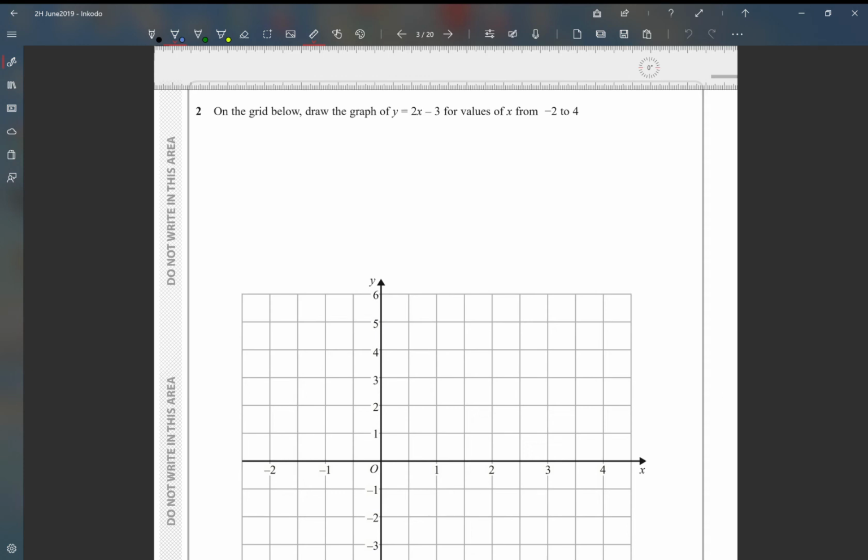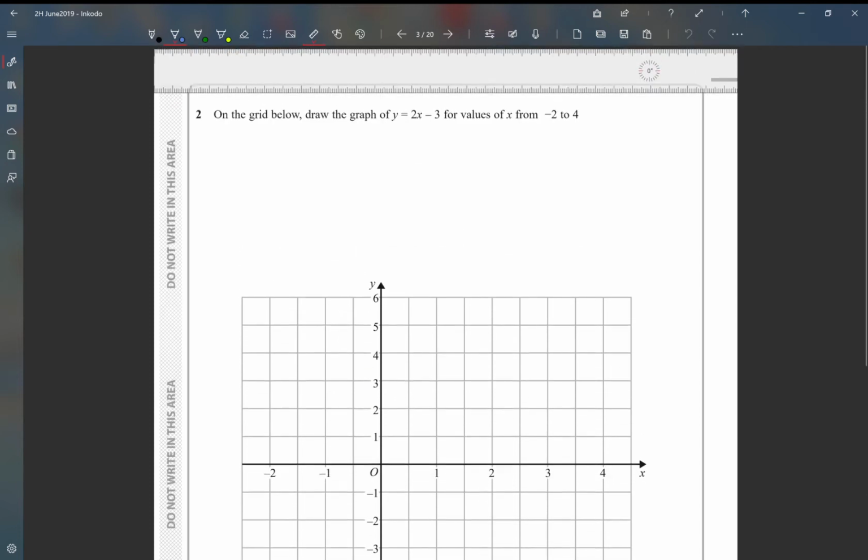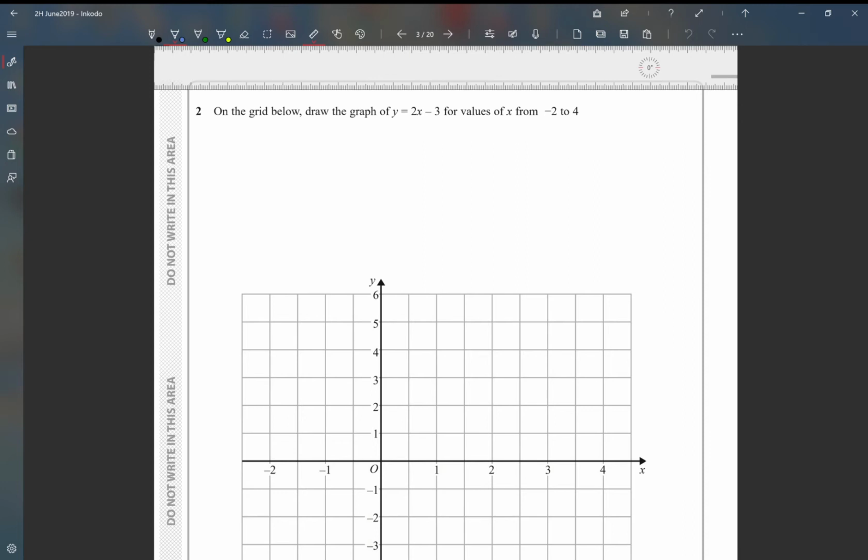Okay, so here we have a second question on June 2019 paper 2H. So it's the second paper in the higher GCSE, June 2019, and it's asking for drawing a graph, basically. There's two ways you can do it. You can work out the gradient and then where it travels through the y-axis. So if I wanted to do it that way, I'd look at it, it's a gradient of 2.